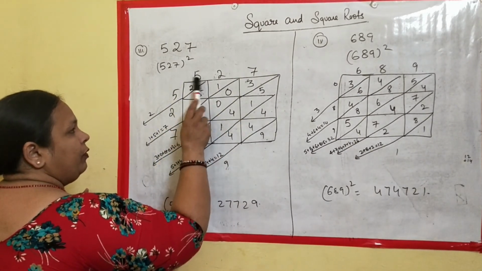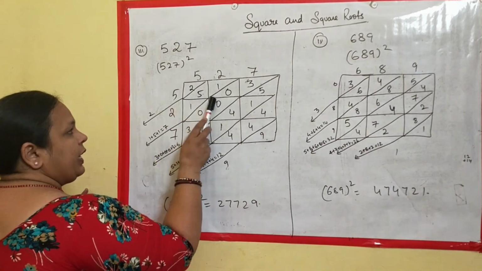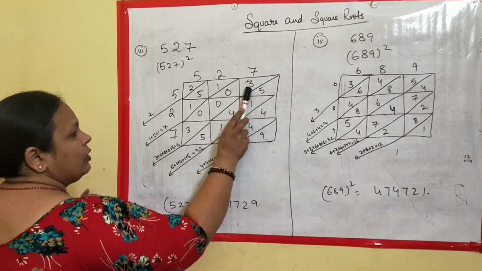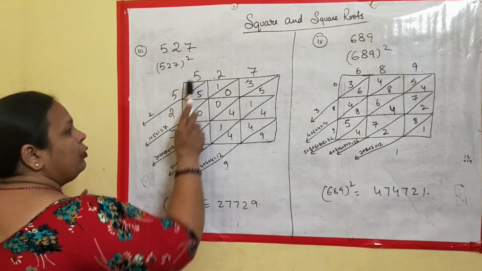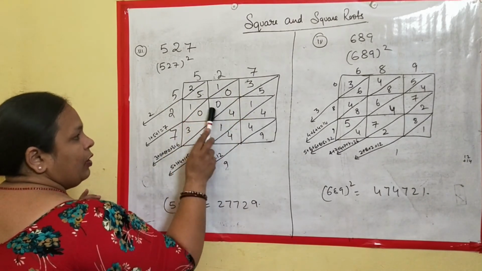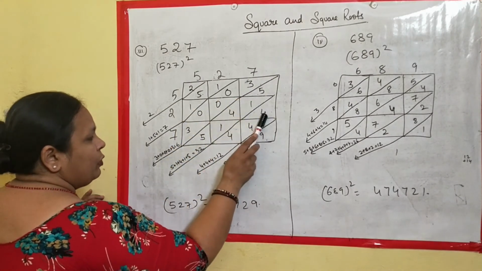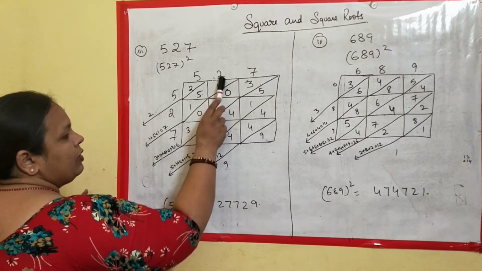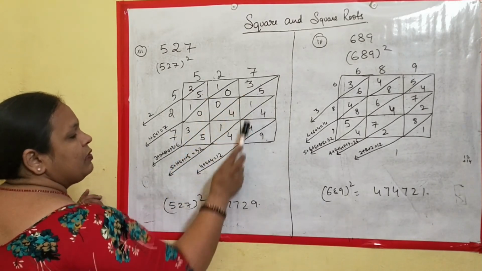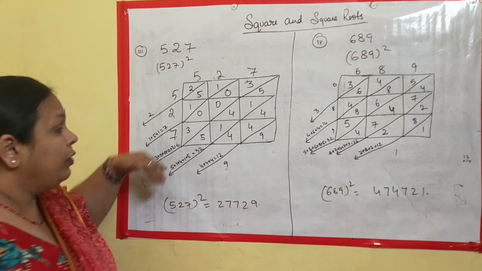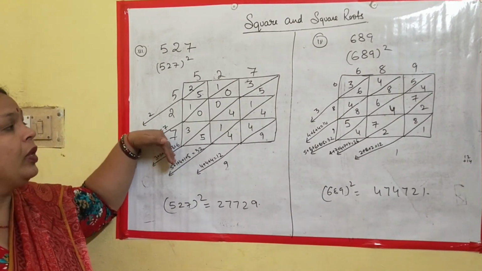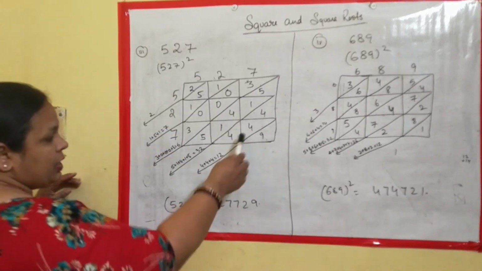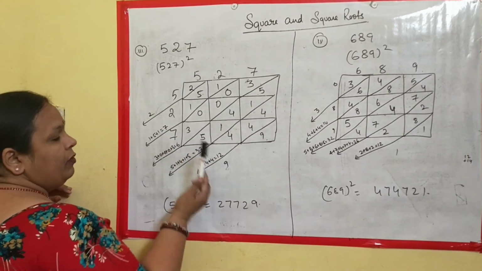Multiply 5 into 5, first box is 25. Second box is 5 into 2 is 10, 5 into 7 is 35. 2 into 5 is 10, 2 2s are 4, 2 7s are 14. 7 5s are 35, 7 2s are 14, 7 7s are 49. So we have filled the box, clear? Now, after filling the box, what did we do? We have extended the lines to form columns and then we have added.